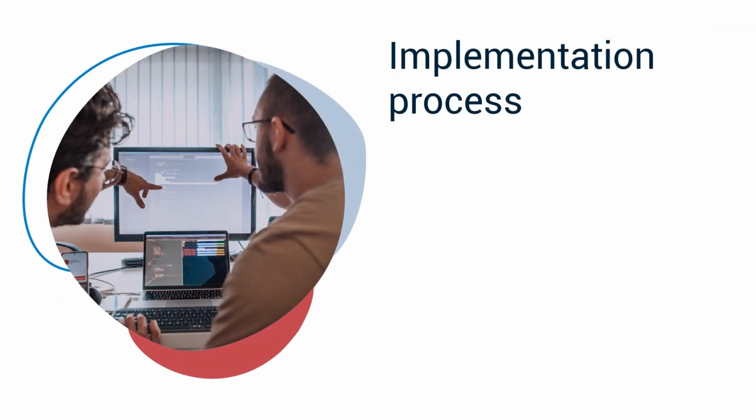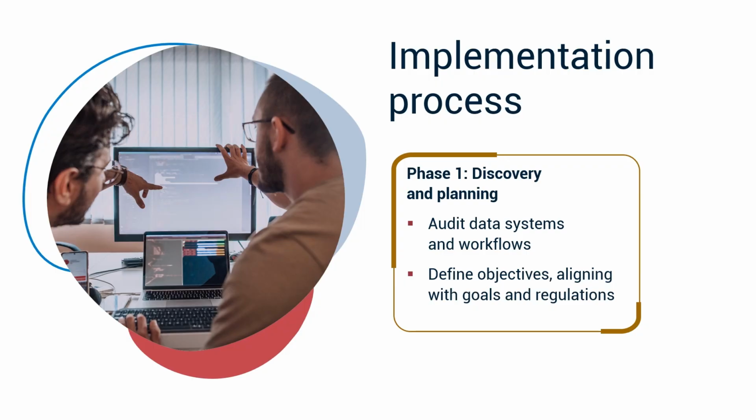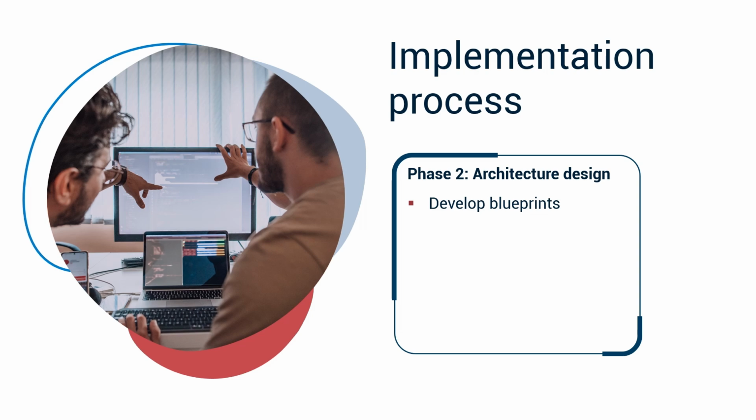The data architecture implementation process consists of 5 phases. The first phase is discovery and planning. During this phase, you audit existing data systems and workflows and define the architecture's objectives, aligning them with the bank's business goals and regulatory requirements. The next is the design phase, where you develop architecture blueprints, including data flows, integration points, and technology stack diagrams.